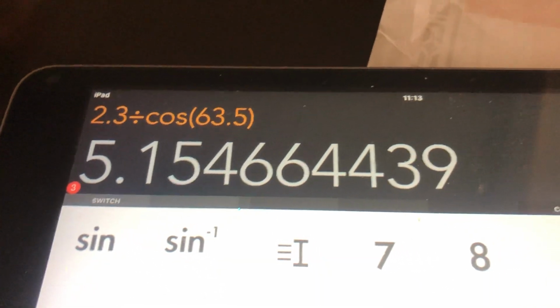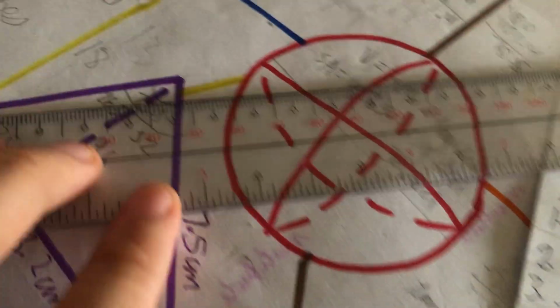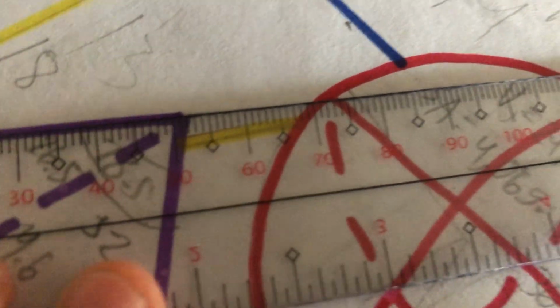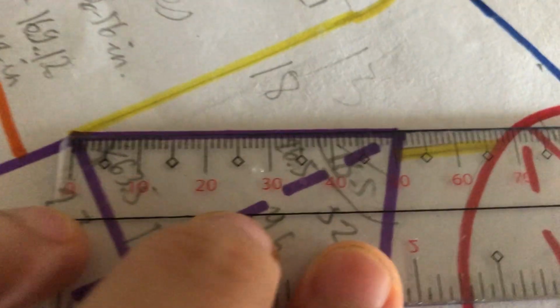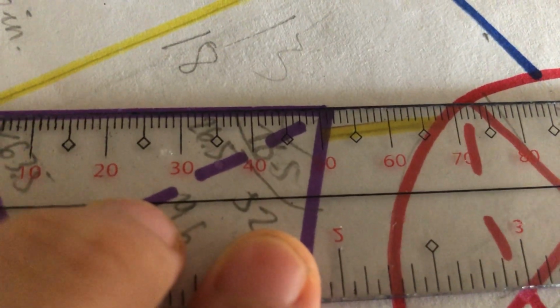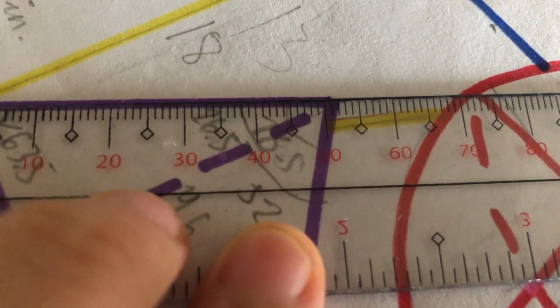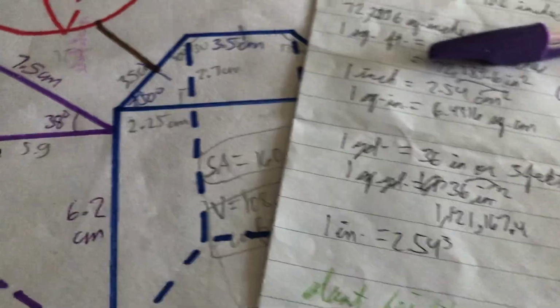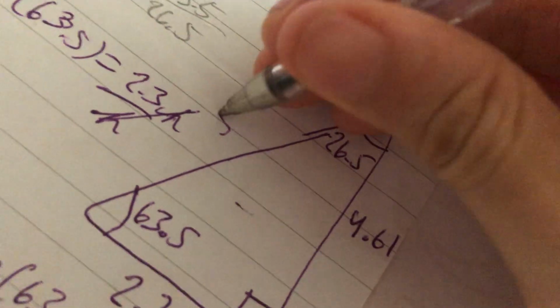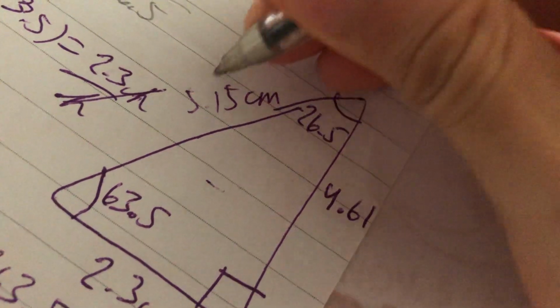So, let's see if we are correct. At first, we found it a strange answer. So, I studied it very carefully. Tama, that's the measure, 5.15. Okay, so therefore, the answer is 5.15 cm.